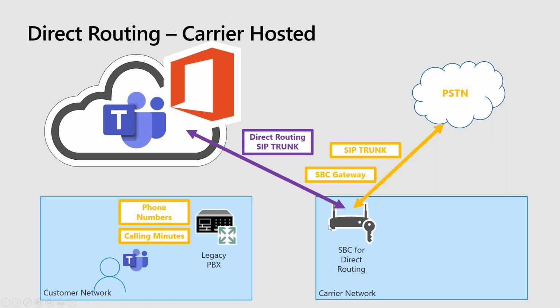So essentially, you are not deploying any infrastructure. You're just buying phone numbers and calling minutes and maybe concurrent connections, depending on the carrier. They have different pricing models. But essentially, you're not providing any infrastructure. This is totally managed by the carrier. So in this case, you're not going to do media bypass, but you're going to go directly to the Teams service, which is going to the SBC, and then to the PSTN network.